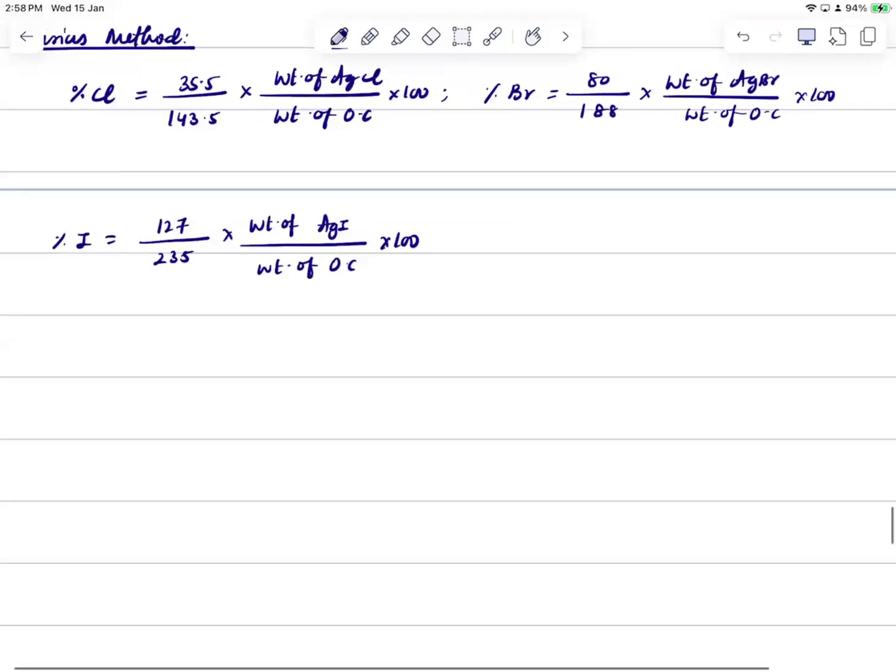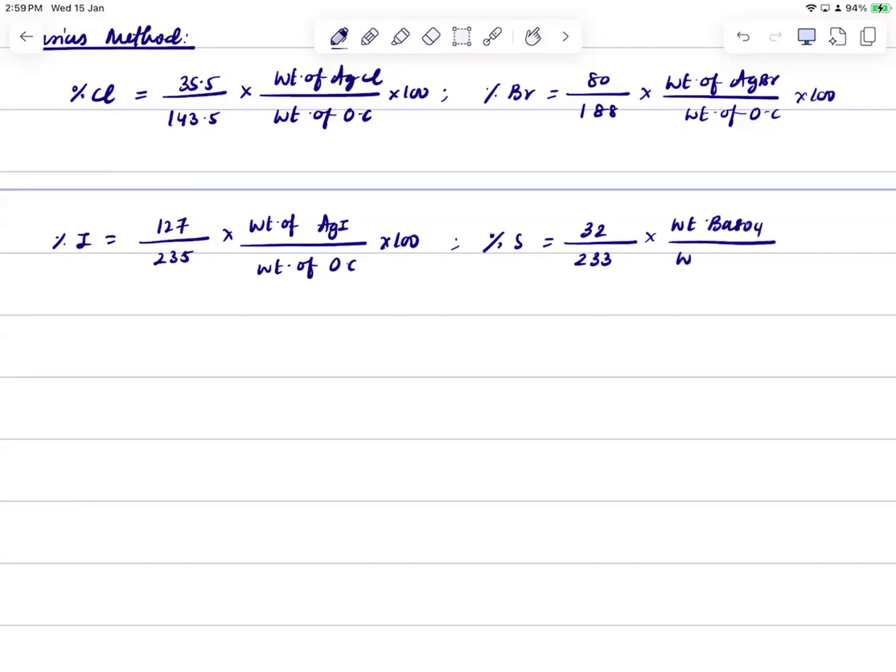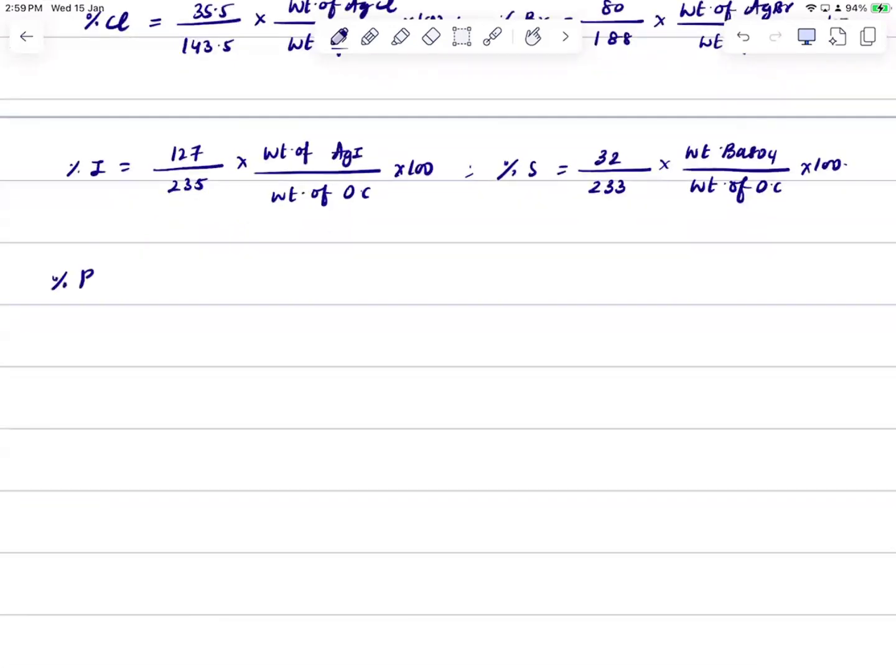Correct. Now, other than that, we can do it for sulfur also. So, percentage sulfur is equal to 32 by 233, which is the molar mass of barium sulfate. So, weight of barium sulfate divided by weight of organic compound into 100. Next, last one is percentage phosphorus.